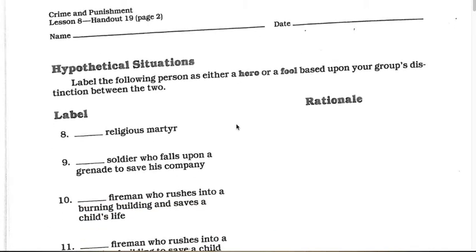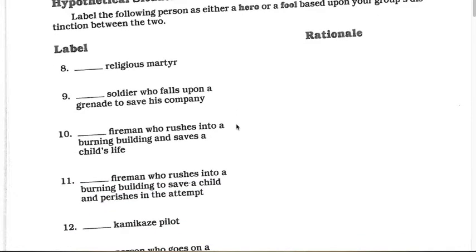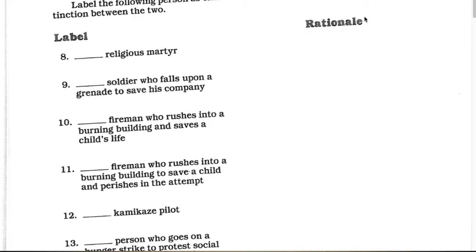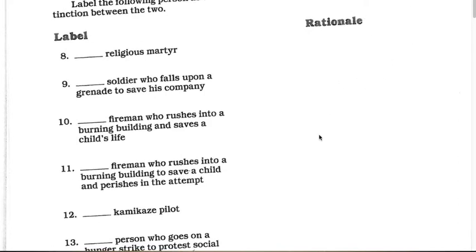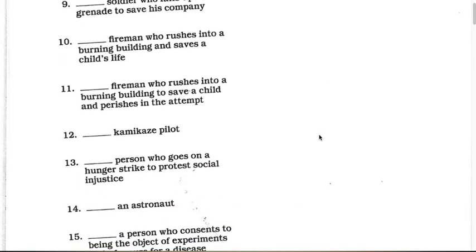Page 1. Go through each of the hypothetical situations and determine if they are a fool or a hero. Once you have decided if they are a fool or a hero, write a couple sentences about why you labeled them as a hero or a fool. This is based purely on your opinions. If you are unsure about what a term means, then Google it.